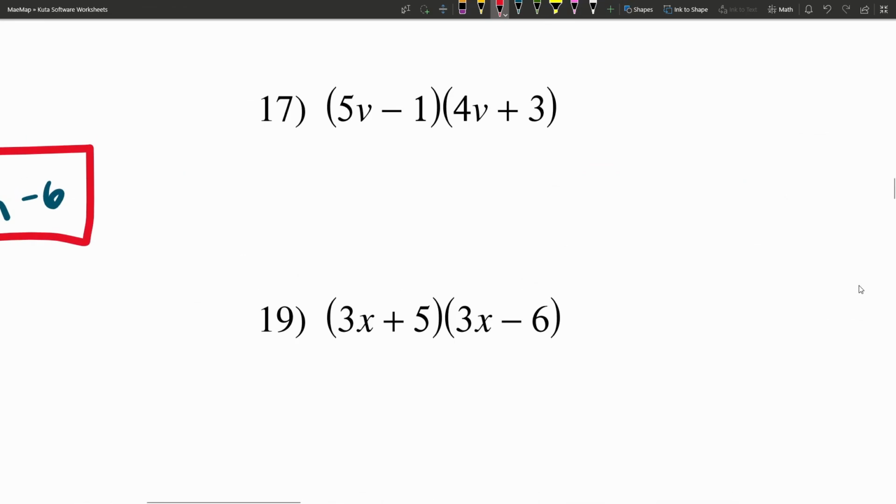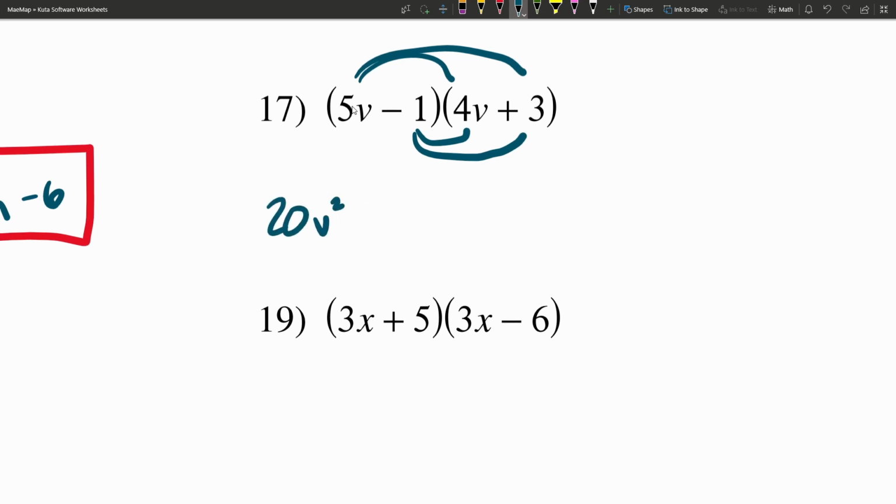In number 17, again, we have two binomials that we're combining. So first, outside, inside, last. Combining first, we have 5v times 4v, which is 20v squared. Outside terms, 5v times 3 is going to be a plus 15v. Inside terms, negative 1 times 4v is a negative 4v. And then lastly, our last terms, negative 1 times 3 is going to be a negative 3.